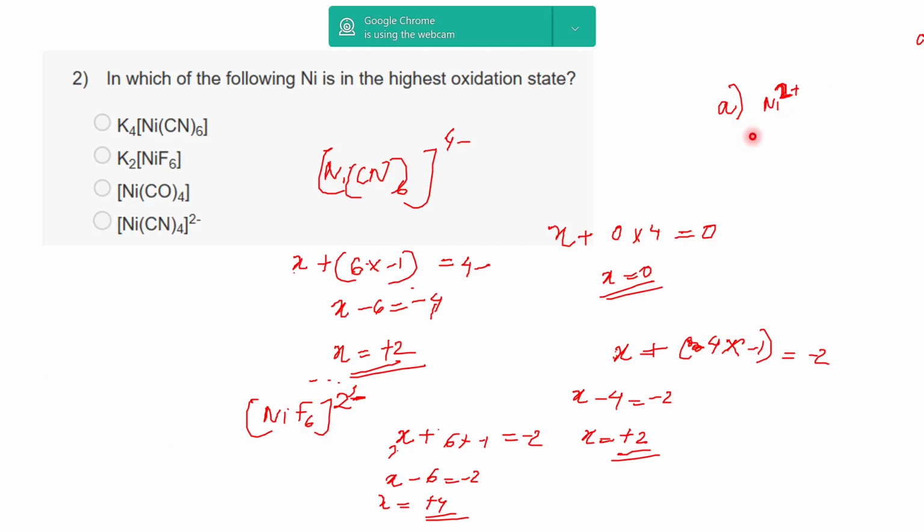Because in option A nickel was in the +2 state, option B is +4 state, in option C nickel is in 0 state, and in option D nickel is in +2 state. So option B is the right answer here. Am I clear here? Yes, ma'am.